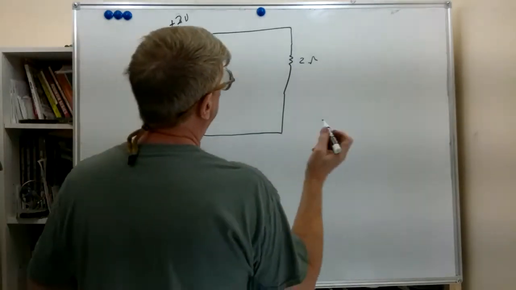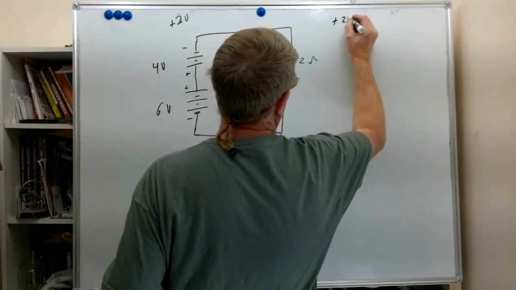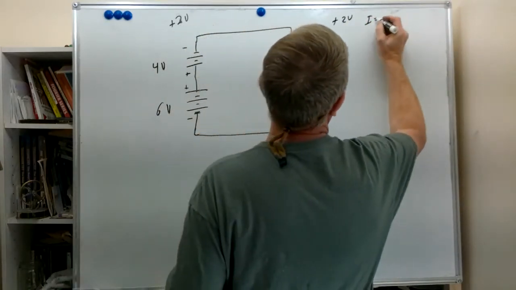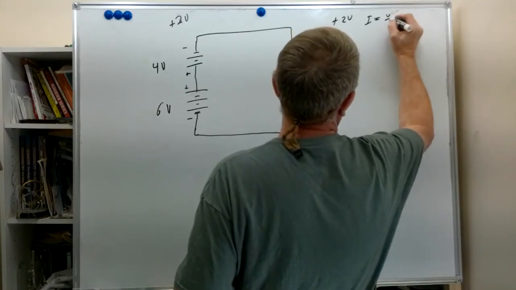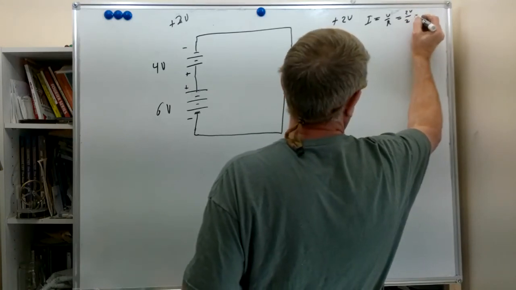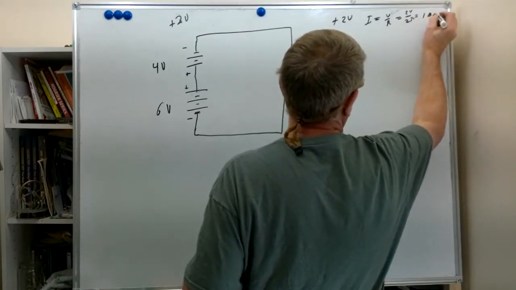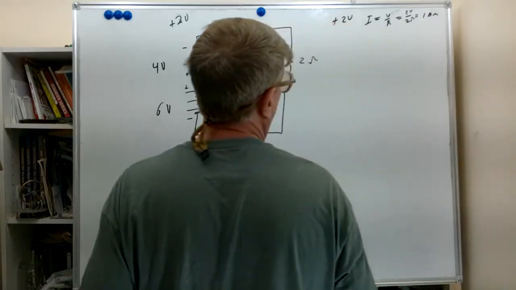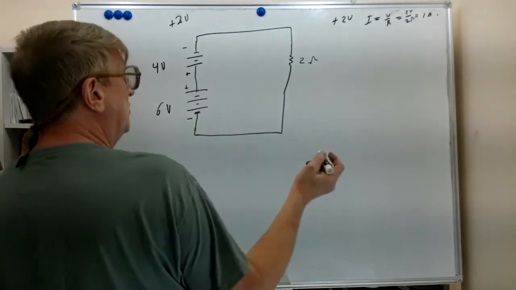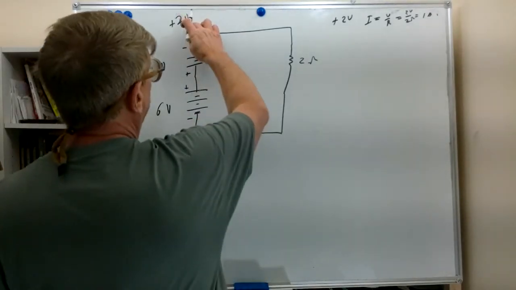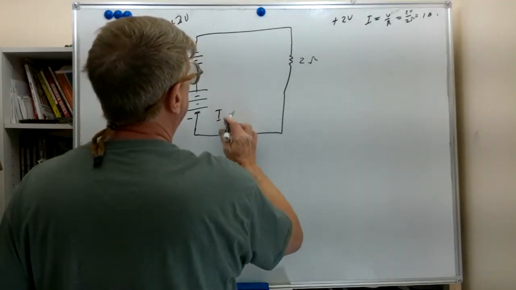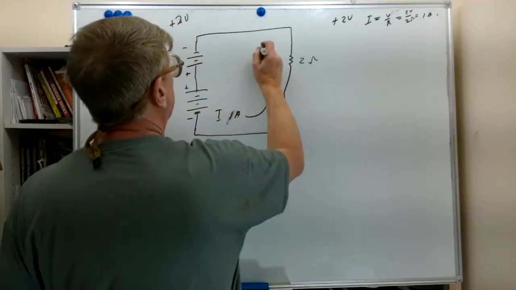With this plus 2 volts, we got I equals V over R, 2 volts over 2 ohms, 1 amp. But now we're going to do electron flow, and you notice it was positive here, so the electron flow, I of 1 amp, flows in that direction.